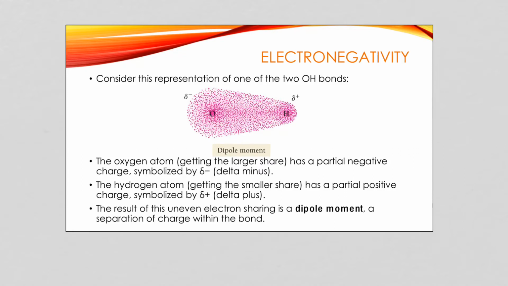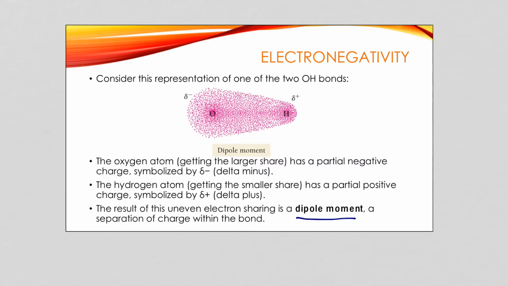Now, technically, we call this a dipole moment, and this is kind of how we can visualize it. If these dots represent the electrons, or where we might likely find an electron, remember, we can't actually know where it is, but if we look at the likelihood of where it might be, we can see that it is more likely to be found over here than over here. So, in other words, the oxygen is getting a larger share of the electrons on average.